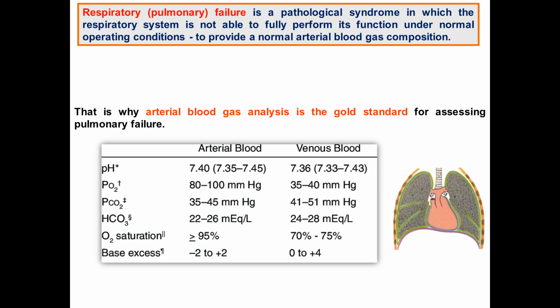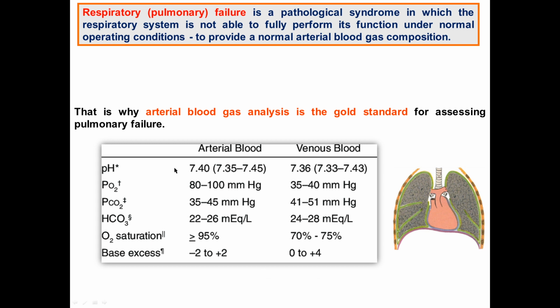Respiratory failure is a pathological syndrome in which the respiratory system is not able to fully perform its function under normal operating conditions to provide a normal arterial blood gas composition. That's why arterial blood gas analysis is the gold standard for assessing pulmonary failure.